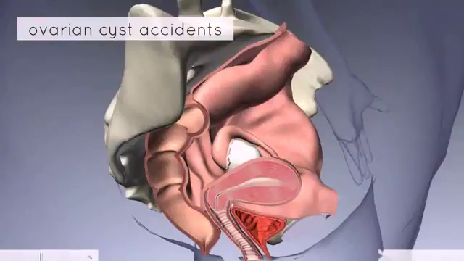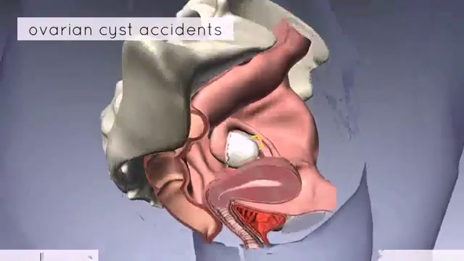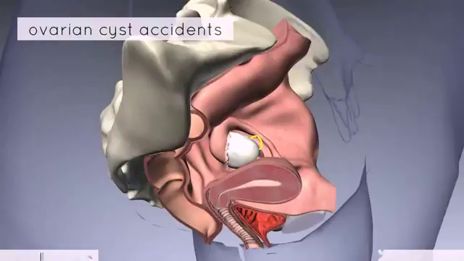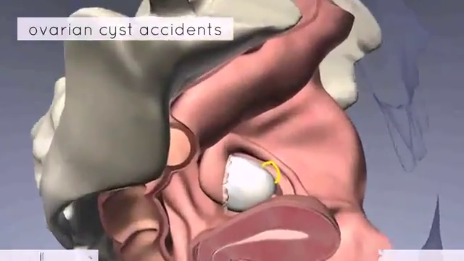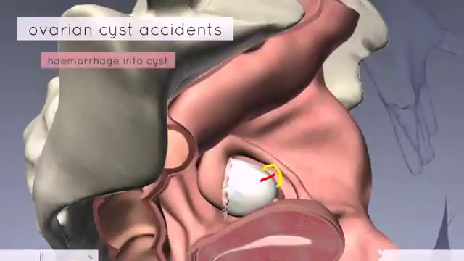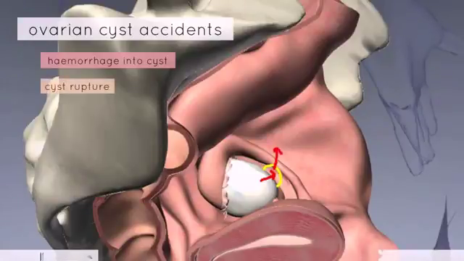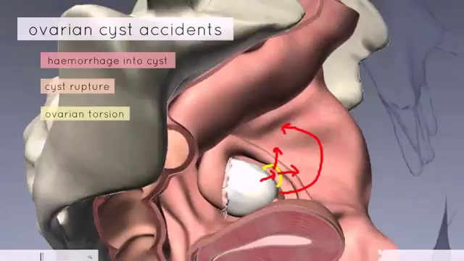So remember that the ovaries are suspended in the peritoneal cavity by the mesovarium. So I've just drawn on an outline of a cyst on the ovary, and you can get three things that happen. You can get hemorrhage into the cyst itself, you can get rupture of the cyst, so you'll get rupture into the peritoneal space, or the cyst can become so big that it actually causes the ovary to twist round on itself and you get a compromised supply of blood to the ovary.